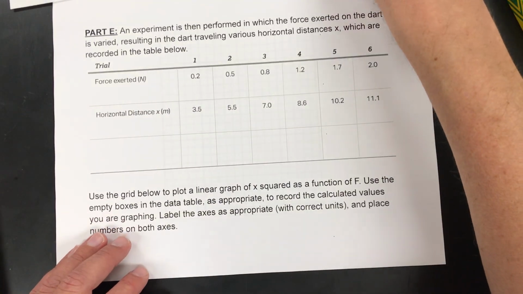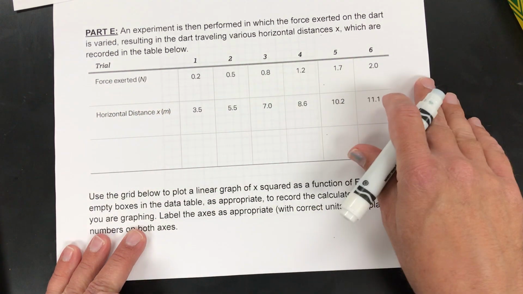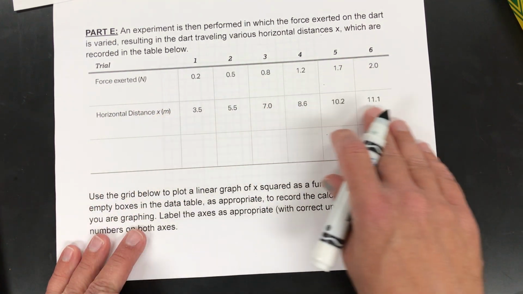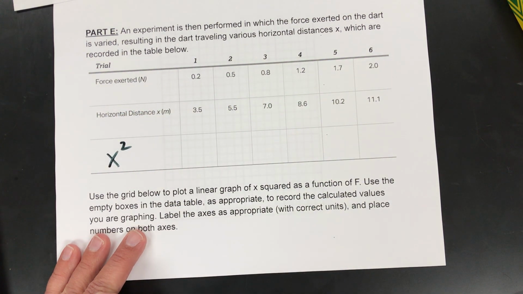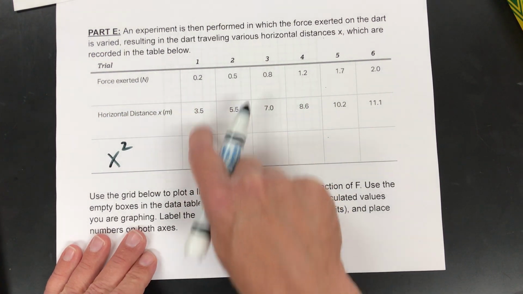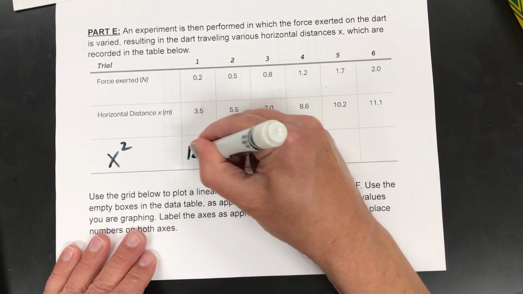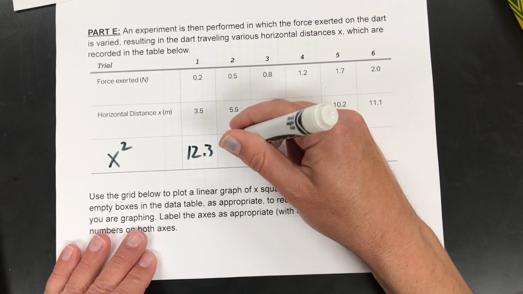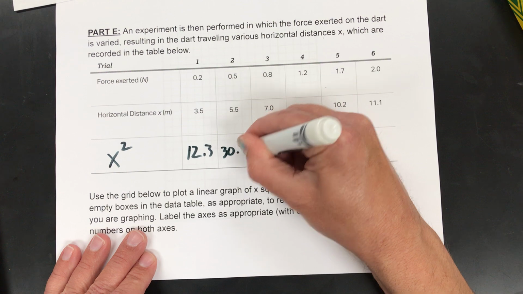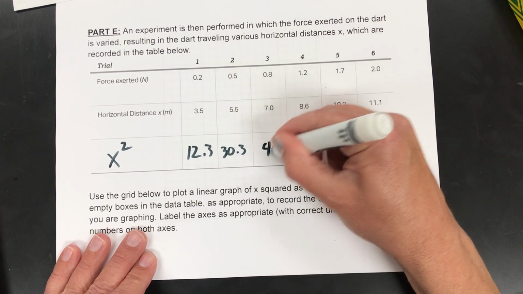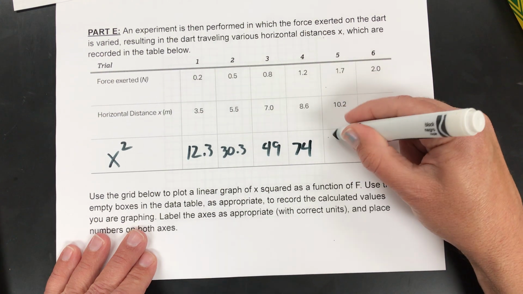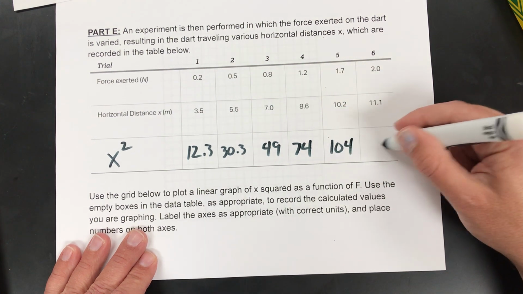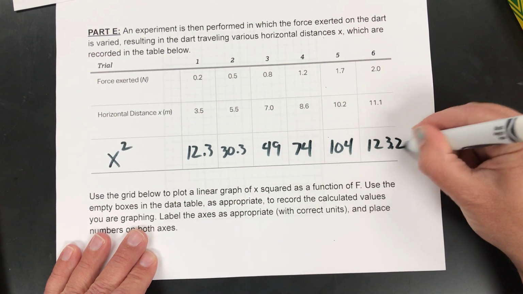So when we get to this one right here, they give us a graph of the force, that's my y, and then horizontal distance. Well, that's not quite what I want to put on my x. I want to put x squared on there. So I went ahead and did this math right here. This squared becomes 12.3. This becomes 30.3. This becomes 49. This becomes 74. This becomes 104. And this becomes 123.2.